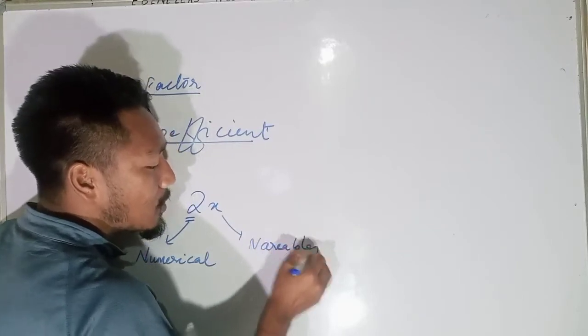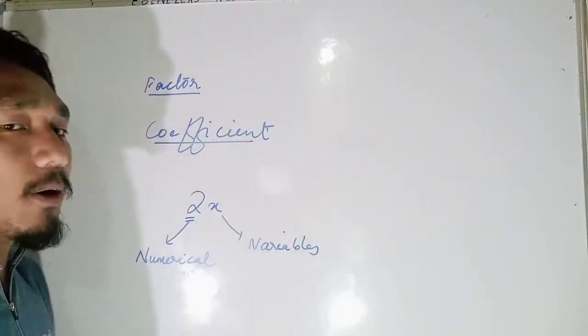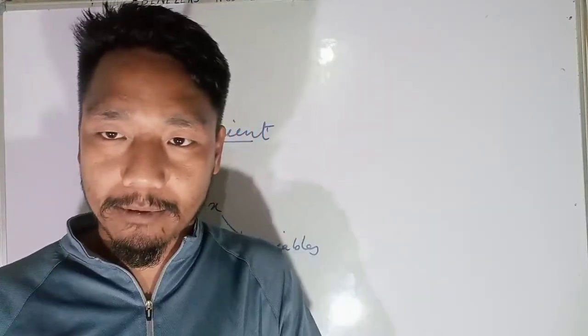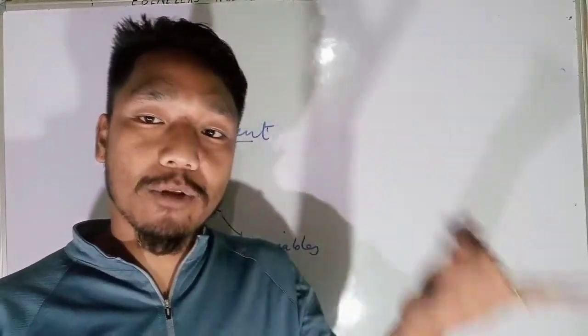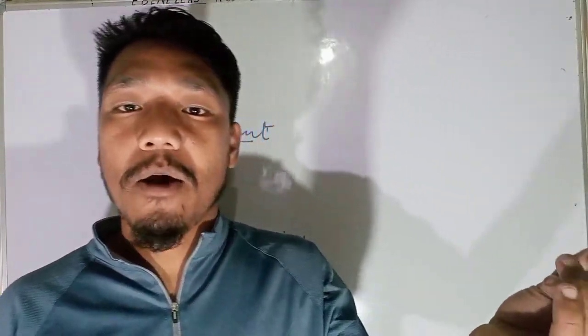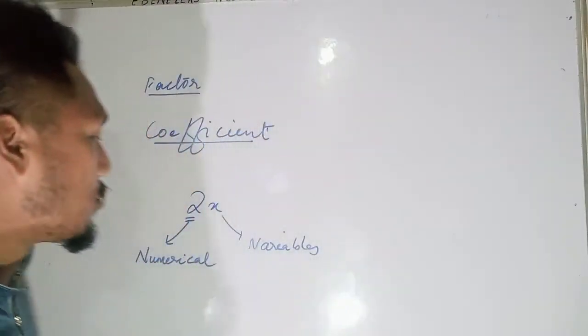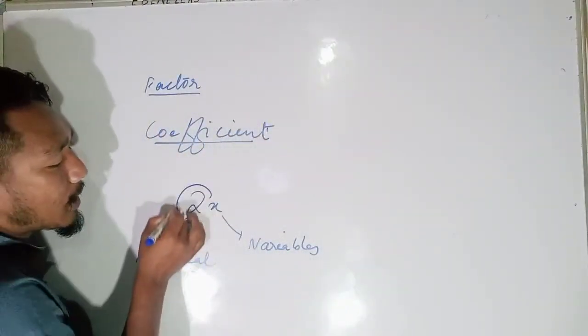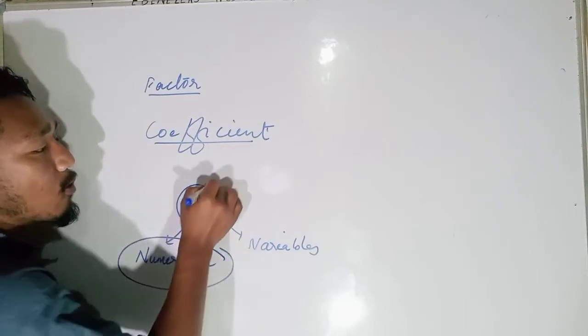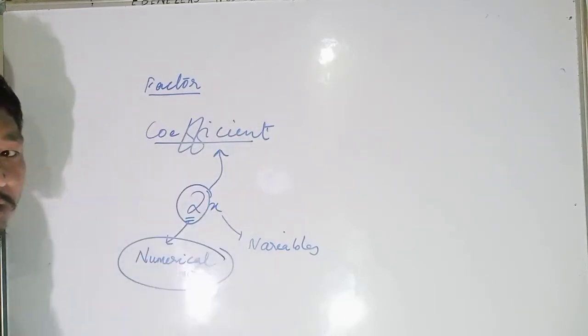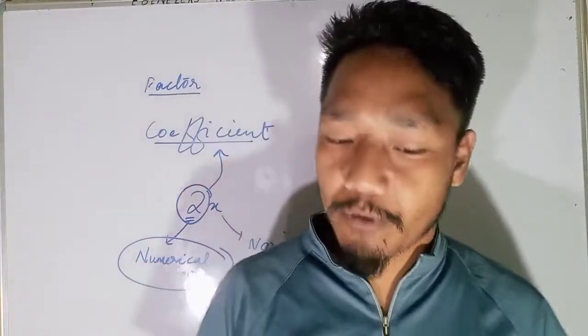So as I define it, what is a coefficient? A coefficient is a numerical number which multiplies the variable. Here you see, this 2 is a numerical number multiplying x. That means this 2 is what we call a coefficient.